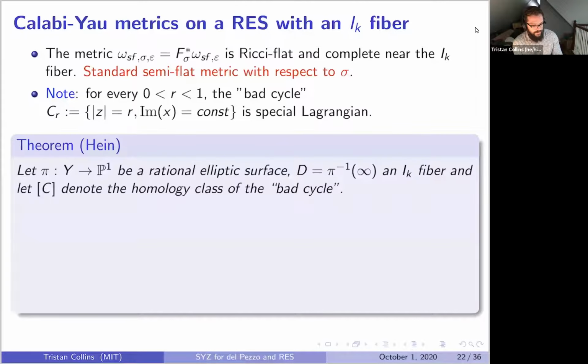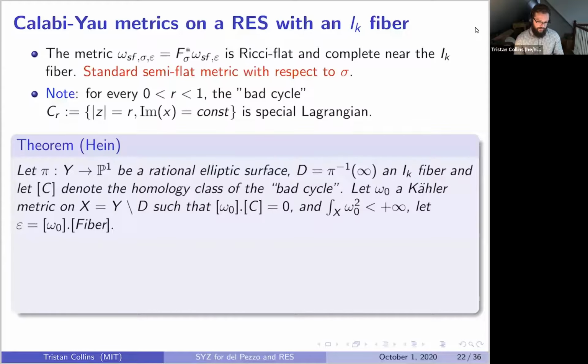Okay, so here's the existence theorem, which is a theorem of Hein's thesis. It says if you have a rational elliptic surface with an I_K fiber over infinity, and we take the homology class of this bad cycle, then if you give me a Kähler form on the complement of this I_K fiber, which pairs to 0 with this bad cycle. So notice that that's going to be essential.